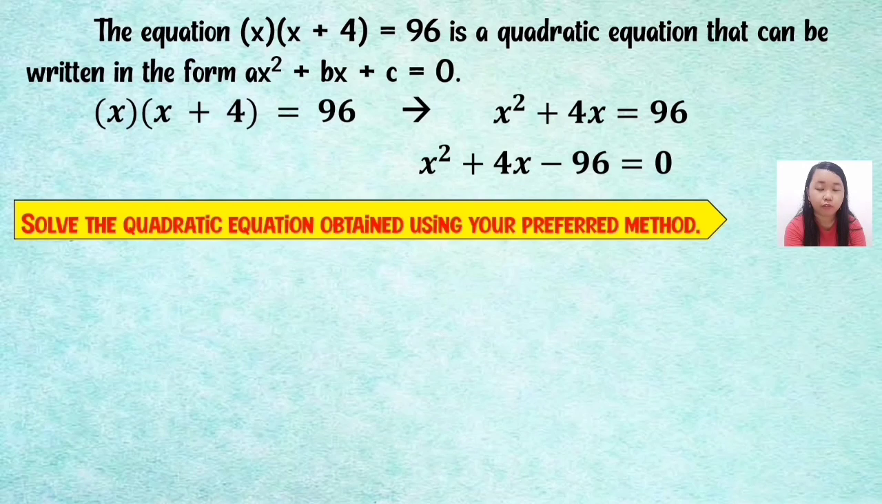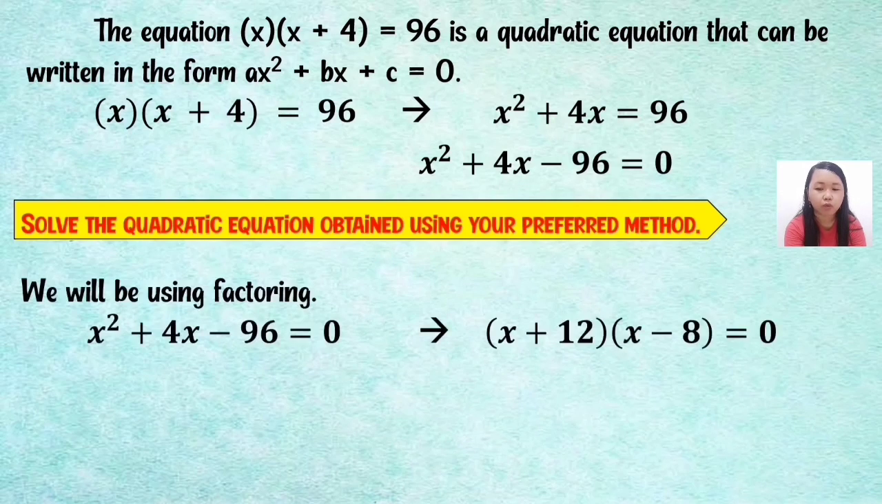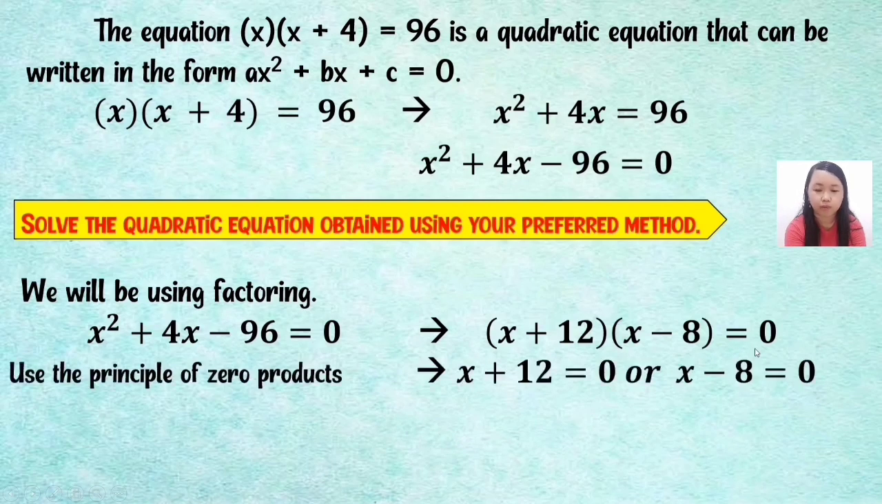We can now solve the quadratic equation. So again, we will be using factoring. The factored form of x squared plus 4x minus 96 is the quantity of x plus 12 times the quantity of x minus 8. Then of course, copy equals 0. And then use the principle of zero products. X plus 12 is equal to 0 or x minus 8 is equal to 0. Transpose positive 12 and negative 8. X is equal to negative 12 or x is equal to 8.